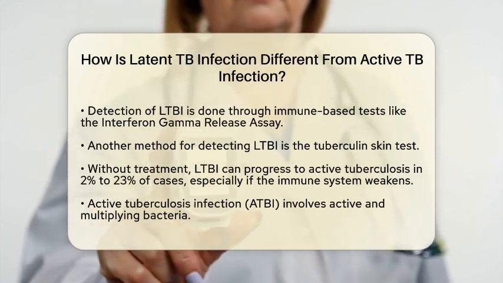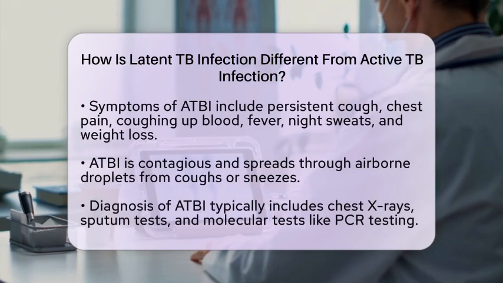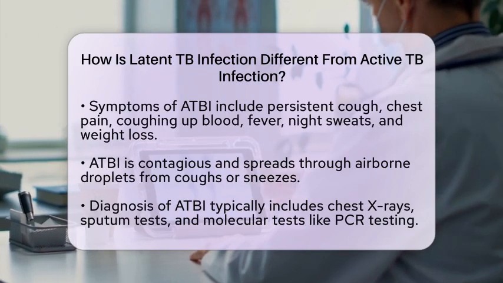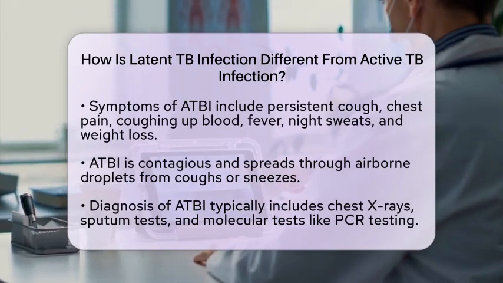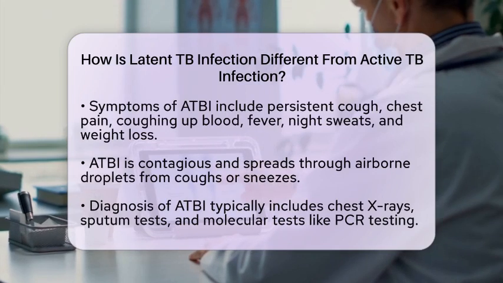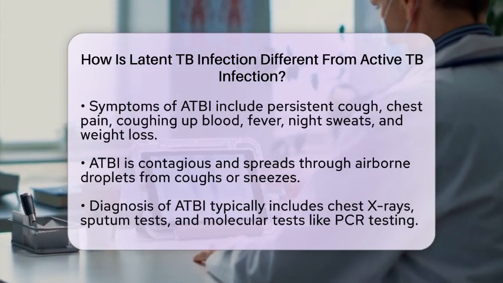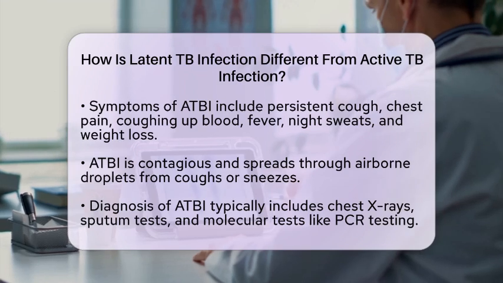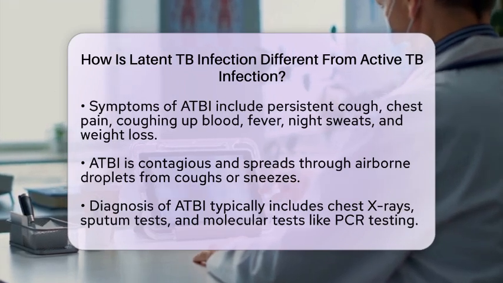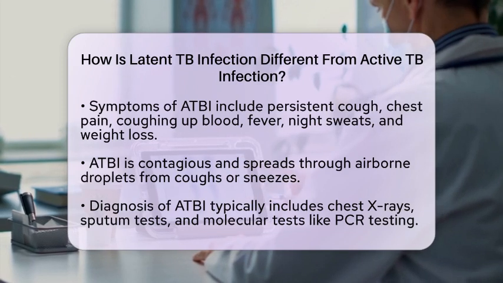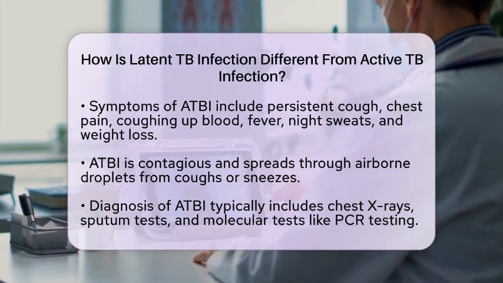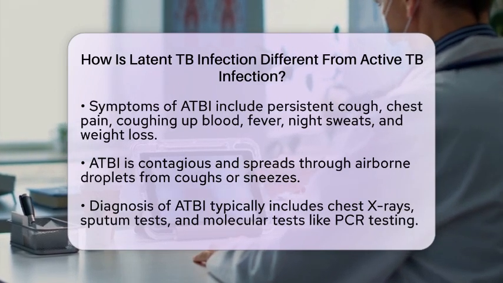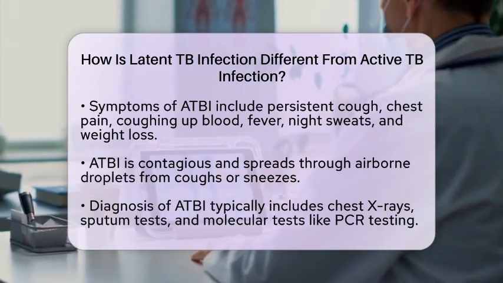In this case, the bacteria are active and multiplying, leading to noticeable symptoms. People with active tuberculosis often experience a persistent cough, chest pain, coughing up blood, fever, night sweats, and weight loss. Unlike latent tuberculosis, active tuberculosis is contagious. It can spread to others through airborne droplets when an infected person coughs or sneezes. Diagnosing active tuberculosis typically involves chest X-rays, sputum tests, and molecular tests like polymerase chain reaction testing.